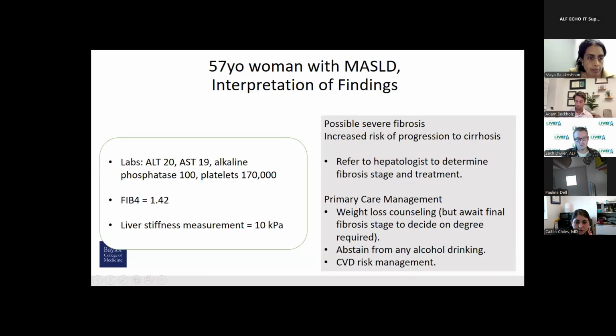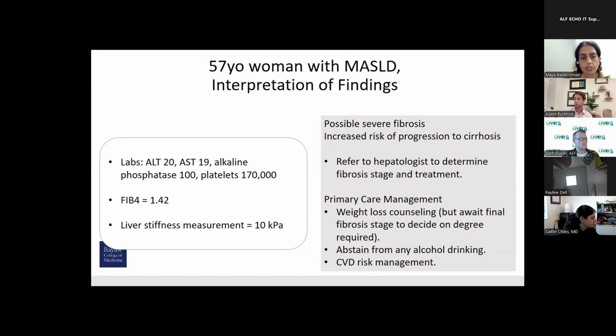So what happens to this patient? The interpretation, like I said, is possibly she has severe fibrosis, but we really don't know because her liver stiffness measurement is between 8 and 12. So potentially she has increased risk of progression to cirrhosis. So this is a patient who definitely needs referral to a hepatologist to definitively determine her fibrosis stage and titrate treatment accordingly. So you put in the referral.